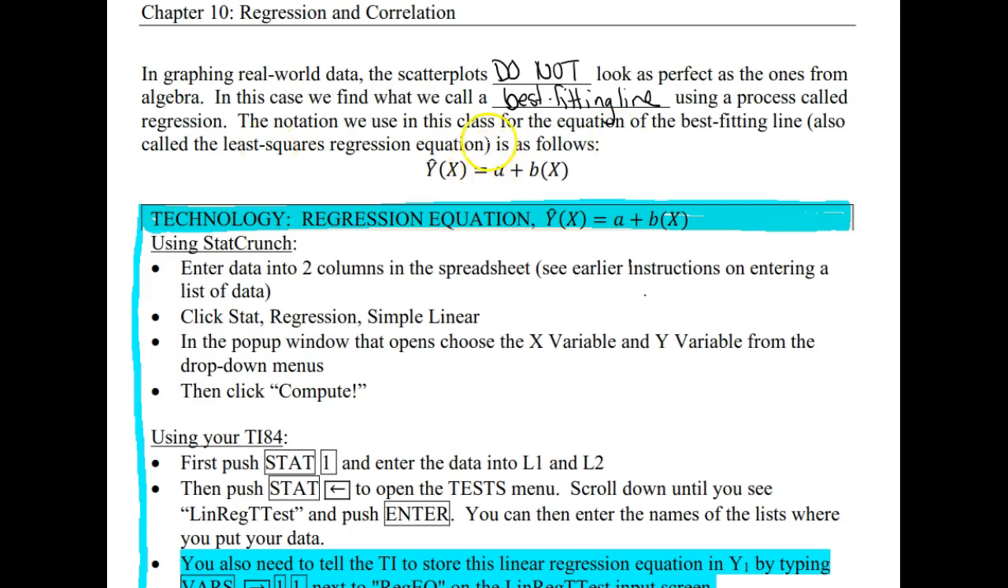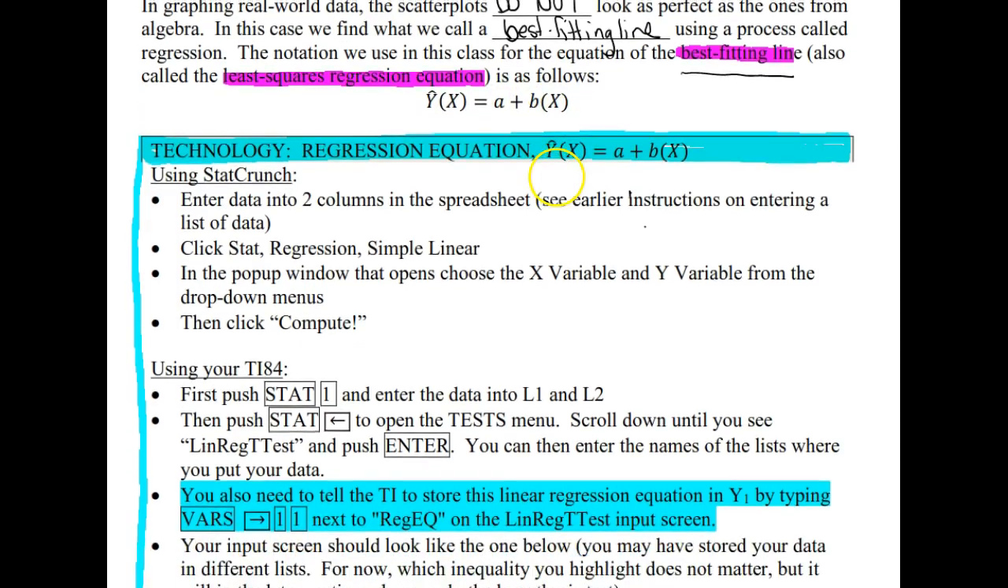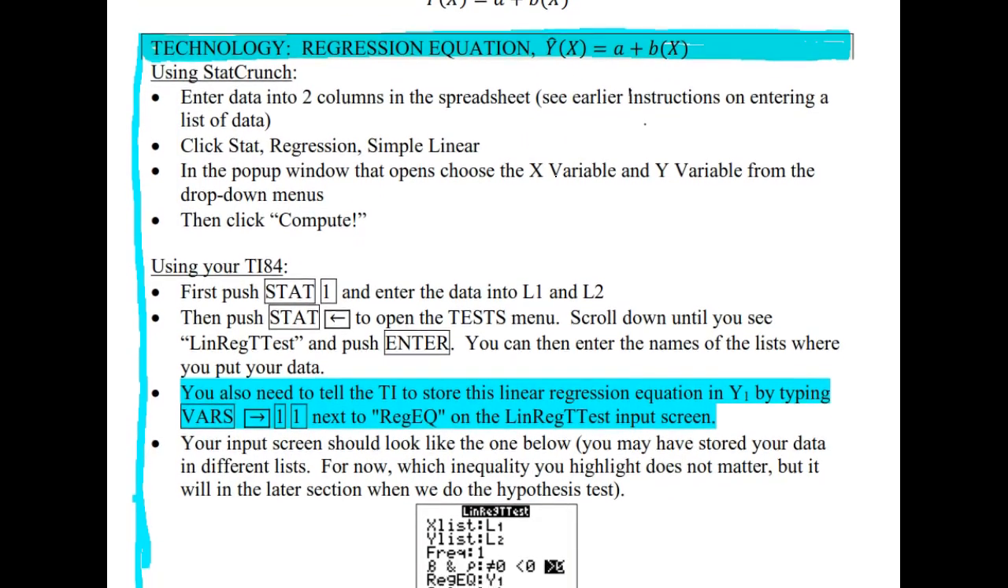So the notation we use in this class for the equation of the best fitting line, which is also called the least squares regression equation, is as follows. Now I kind of wrote over the top so you can't even see the hat there. So let's highlight these terms because that way they'll be easier to find when they're mentioned in homework. So again, we've got this y hat of a given value x is going to be equal to a plus b times x. And again, we're going to be using technology to get that equation.